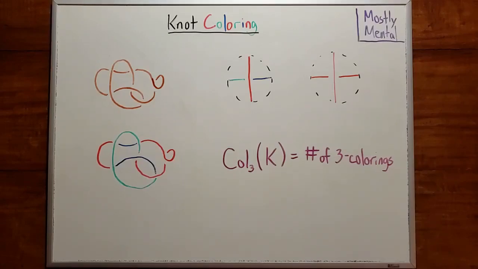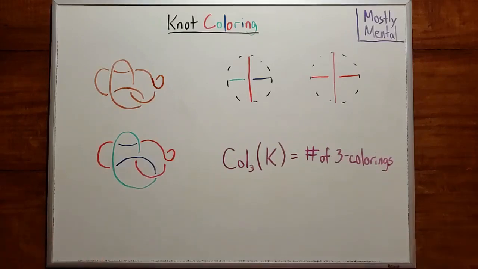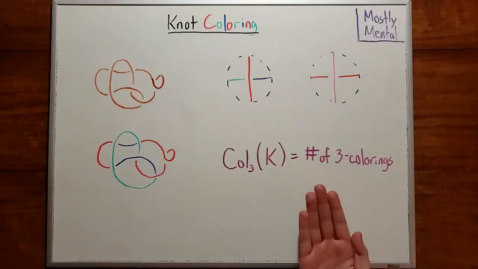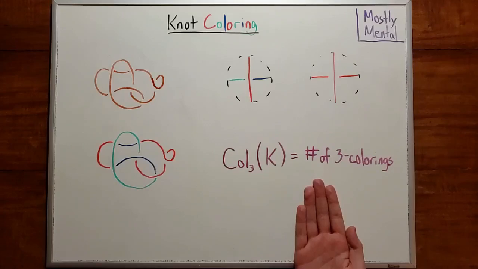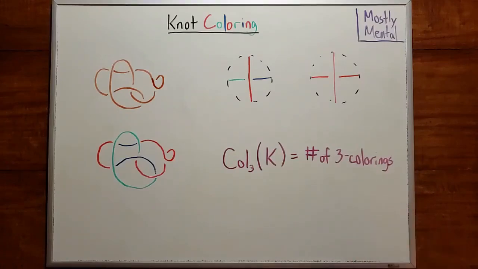With this new rule, we'll always have at least three colorings. One all red, one all green, and one all blue. But some knots, like this one, will have more than that. And it turns out the number of valid colorings of a knot doesn't change no matter how we transform it. That is, the number of three-colorings of a knot is our first invariant. We'll prove that in a moment, but first, let's look at some examples.